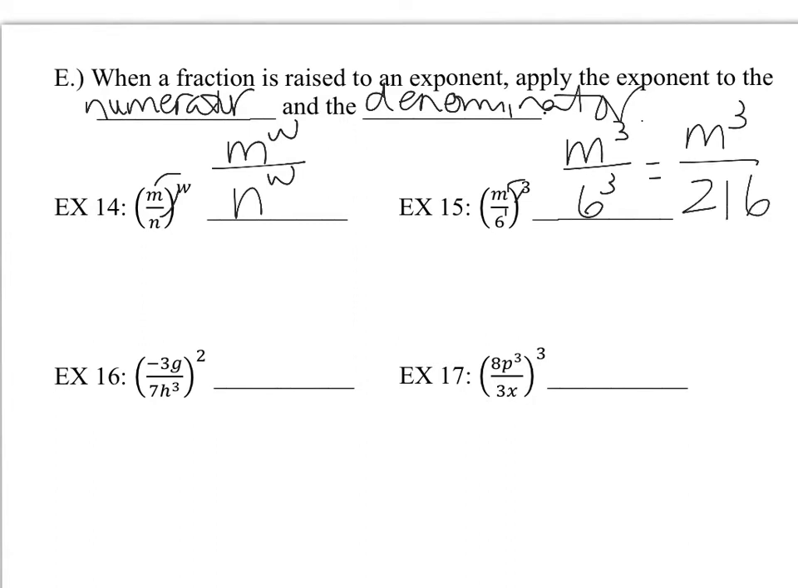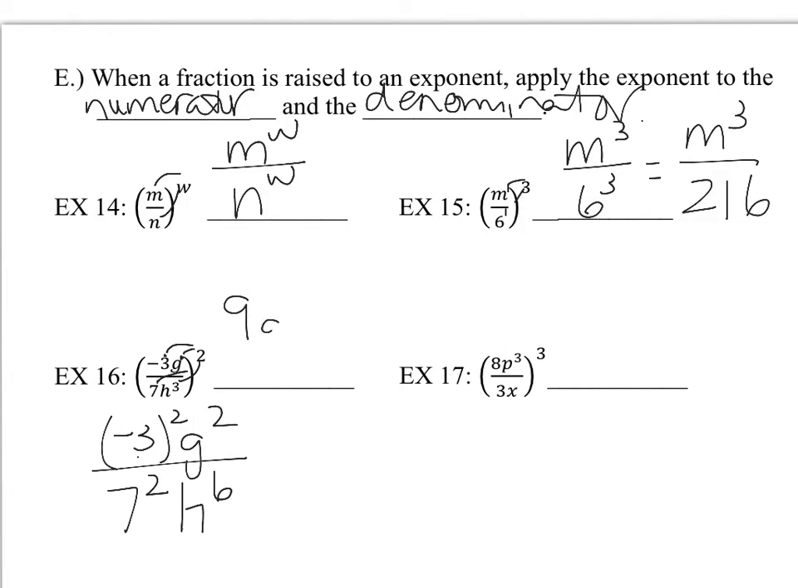All right, example 16. The 3, the 7, and the g, you can put little 1s up there. So when you bring it in, you're doing -3 to the second power. I'm going to write it the long way down here. You can do that in your head, it's 9. g to the second power over 7 to the second power, h to the 6th. You multiply exponents, just like you do whenever you bring an exponent from the outside. And so now, fully simplified, it would be 9 g to the second over 49 h to the 6th.